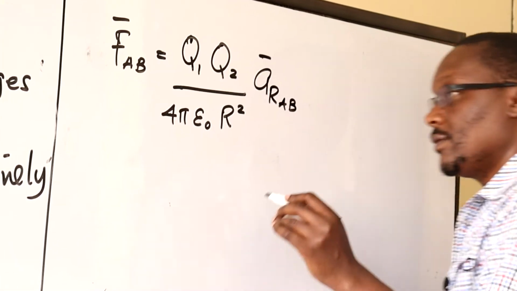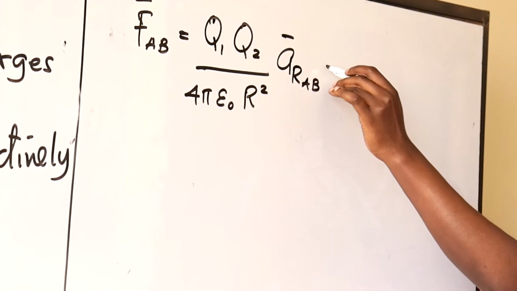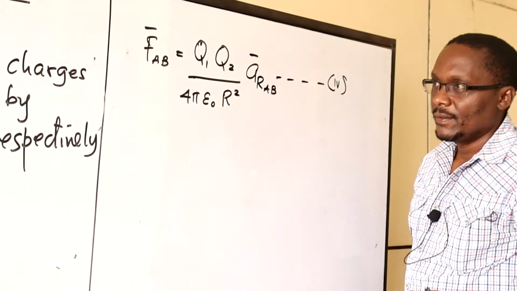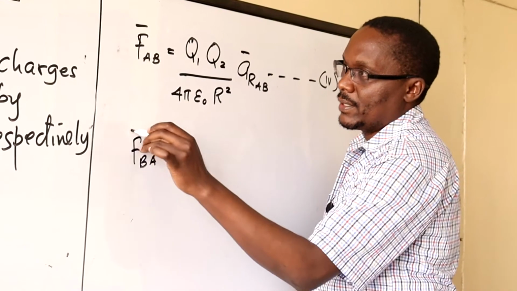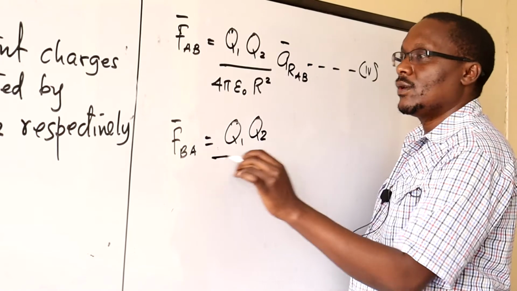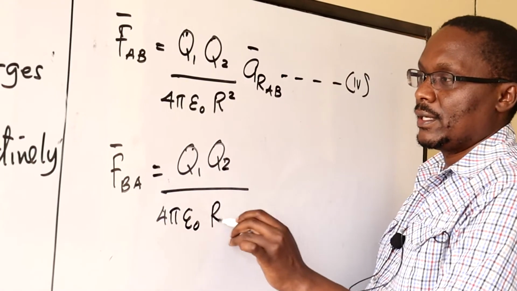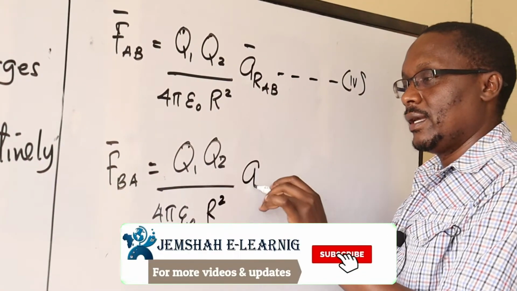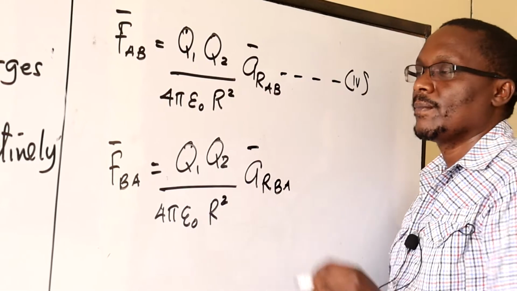Similarly, this would be our equation number. We were at equation 3, so this should be equation number 4. Then again, we are saying that F_BA bar will also be Q1 Q2 all over 4 pi epsilon naught R squared a bar R_BA.